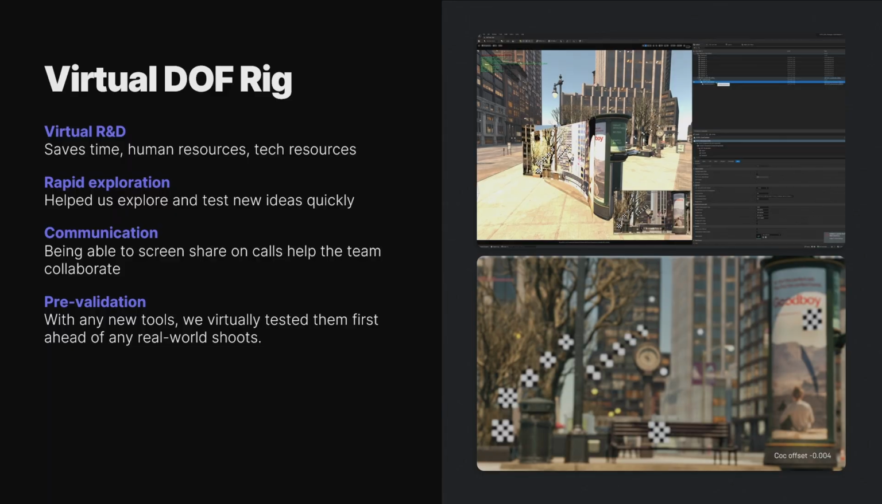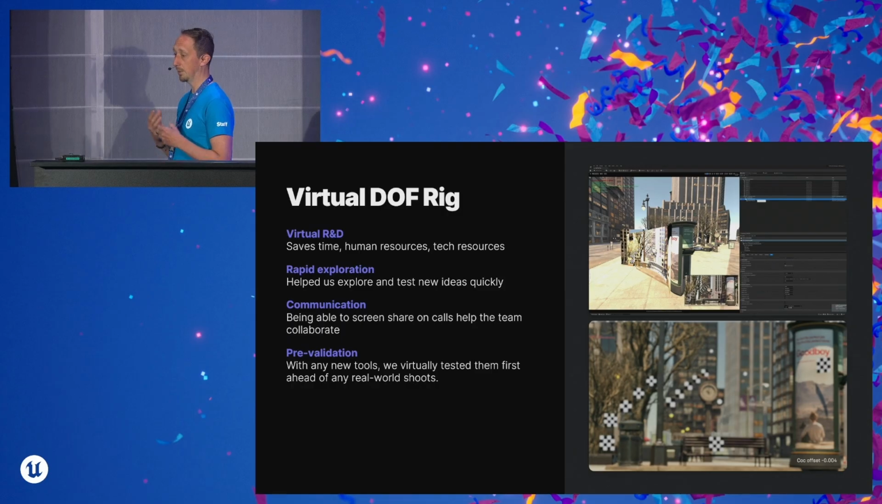And with that, we thought these shoots are a pain. Let's do this virtually. Can we just virtually recreate this problem? And we could. We created a virtual depth of field rig, and it helped us rapidly iterate. It also helped us communicate the problem internally so we could collaborate, and it meant we had something we could pre-validate our solutions on. So I'd thoroughly recommend, if you're ever trying to solve a problem, validate that you can do it virtually first, because it will save you a lot of time.